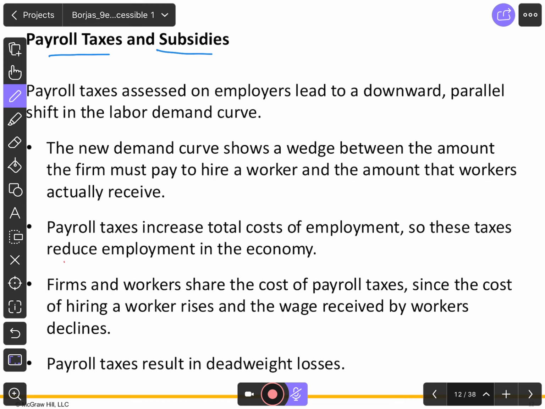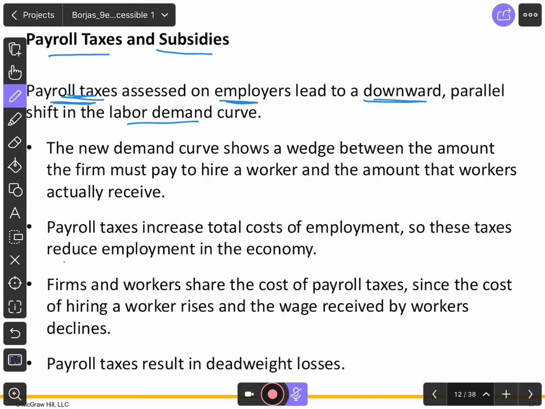labor market. So suppose that this payroll tax is imposed or assessed on employers. Okay, so now employers have to pay to the government a certain amount of taxes for each additional person employed. Definitely, when they have to pay taxes for each additional worker, that means the cost of production is going to increase. So their demand for the service of the worker is going to be affected. It leads to a downward shift in the labor demand curve.